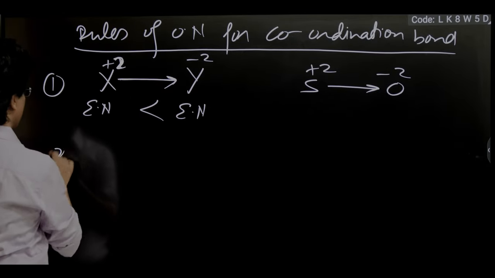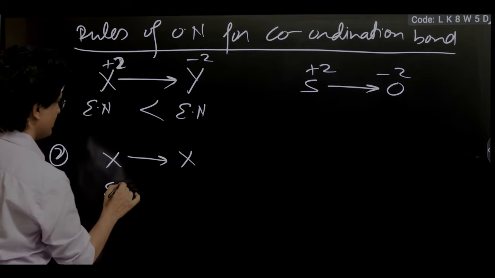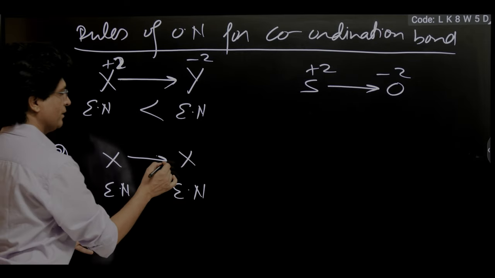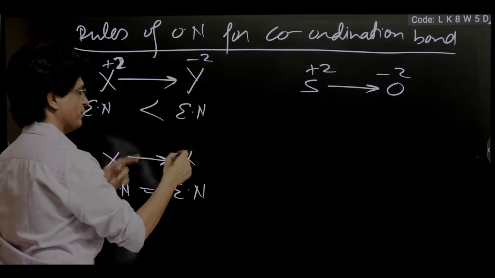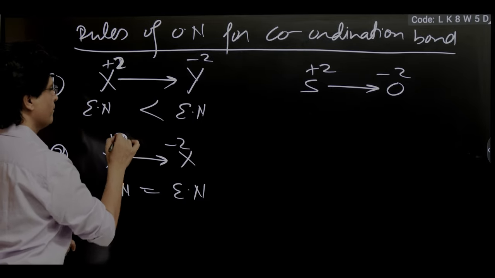Let's say one more case. Say X donating electrons to X. In this case, the electronegativities are equal. In that case also, X will keep both electrons. This X will keep both electrons. It will be minus 2 and this will be plus 2.